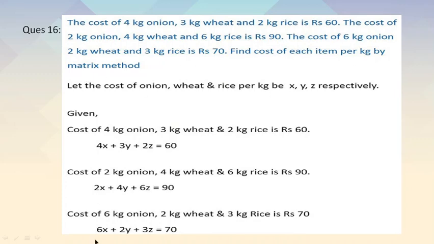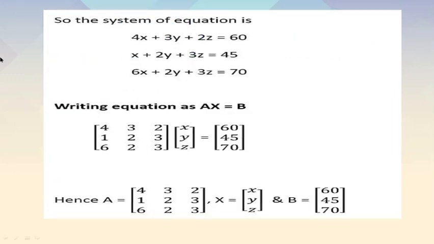Now this system of linear equations is ready. So these are 3 equations that we have formed. Now writing the equations in the same format, Ax = b. A is the matrix of all the coefficients of all the variables, 4, 3 and 2, 1, 2 and 3 and 6, 2 and 3. Then X matrix is the matrix of all the variables, x, y and z, 3 variables are involved. And B is the matrix of all the constant terms independent of variables, 60, 45 and 70. These 3 matrices are ready.